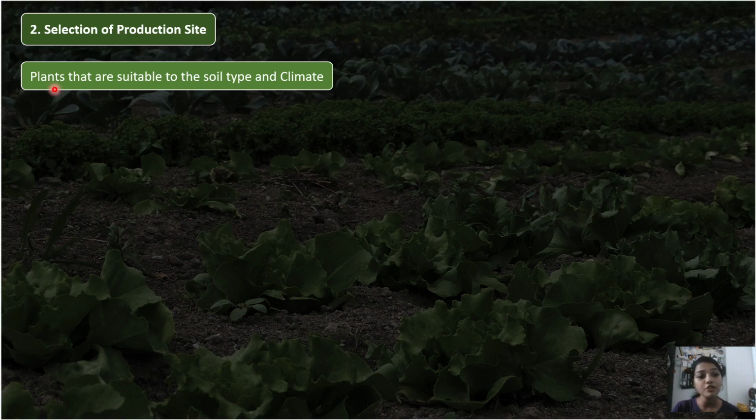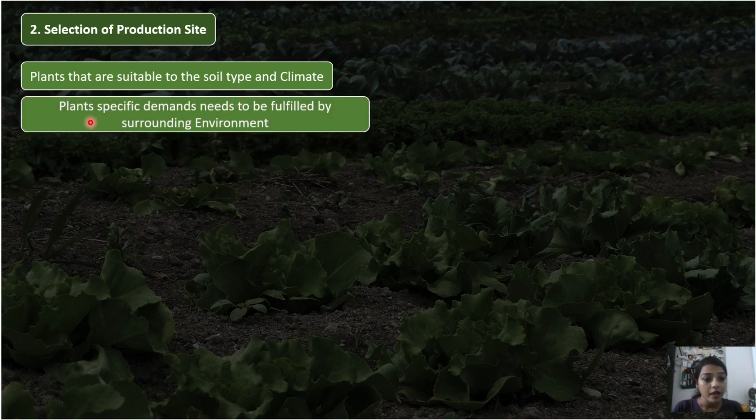So we should always choose plants that are suitable to the particular soil of that area and the climate of that area. Plant specific demands need to be fulfilled by the surrounding environment. This is a very important point, that every plant has its own specific requirements, and to fulfill them they are dependent upon the environment, right?